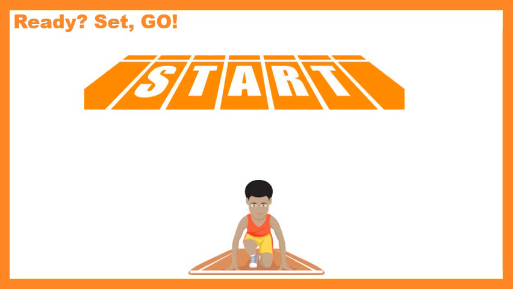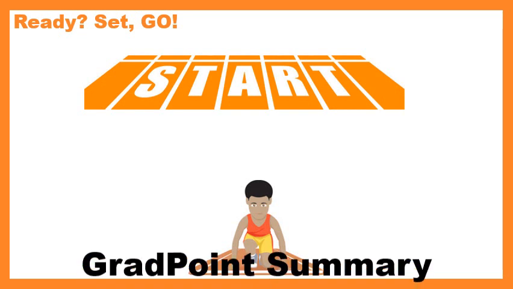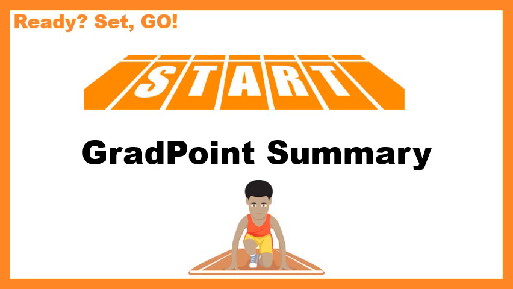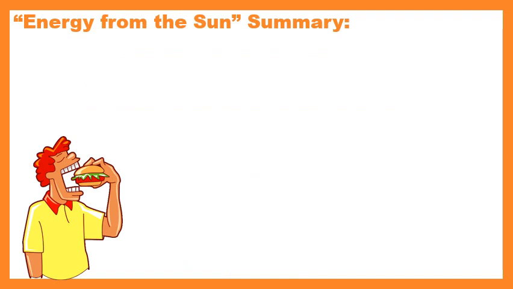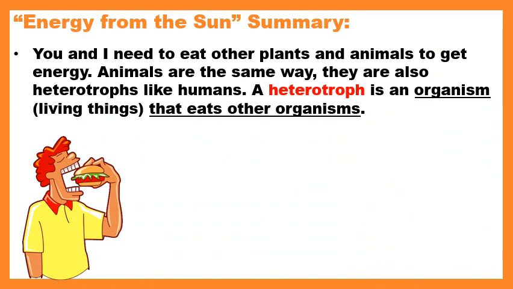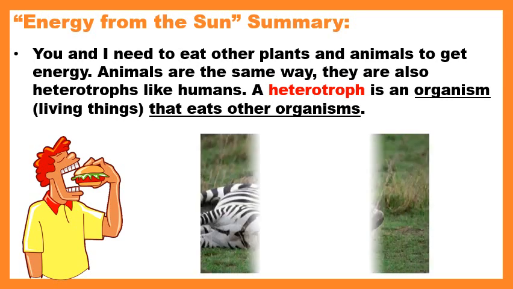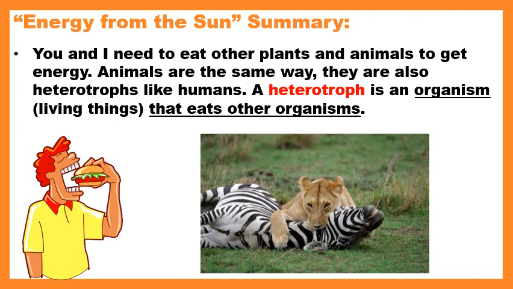Okay, so that is it for the information about the class. Now we are going to start on the Grad Point summary for the 2 chapters that we need to take quizzes on today. Okay, so we're going to start with the first chapter in folder 3, which is Energy from the Sun summary. You and I need to eat other plants and animals to get energy. So when we eat, we get energy. Animals are the same way. They are also heterotrophs like humans. A heterotroph is an organism or living thing.